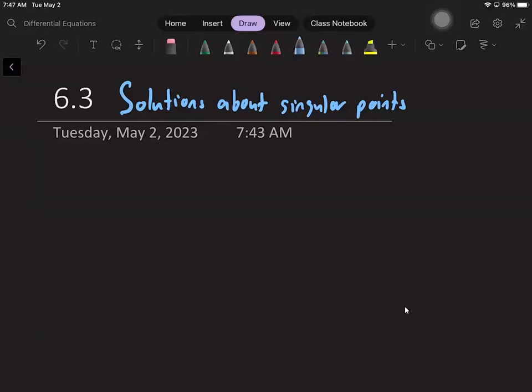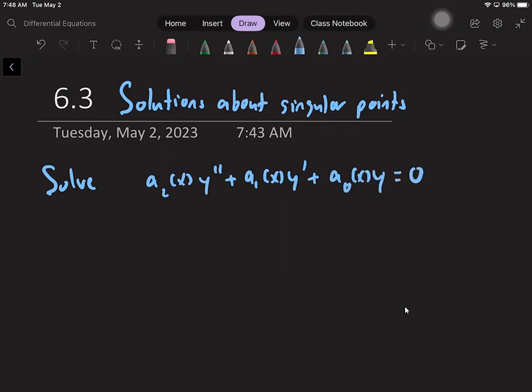Hello, class. So today we're going to talk about 6.3, solutions about singular points. Last time we saw how to solve differential equations that look like this. You could have a function of x, another function of x times your derivatives, and another one here. And we solved them about ordinary points, which is basically situations where you don't have division by zero. So we solved those with power series.